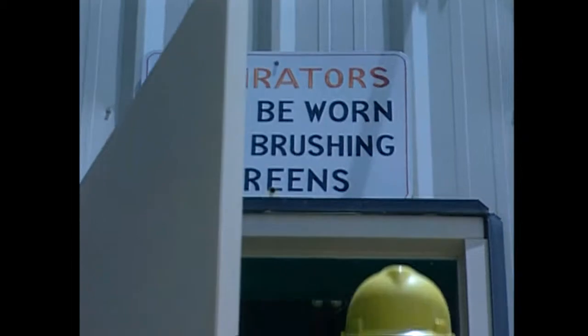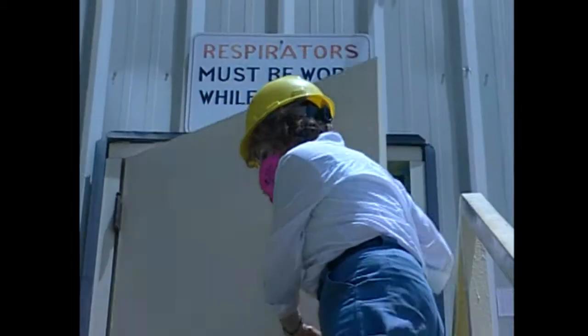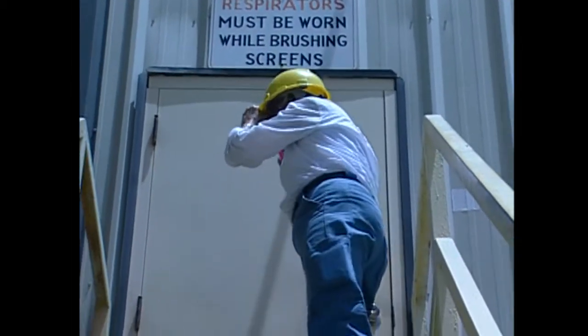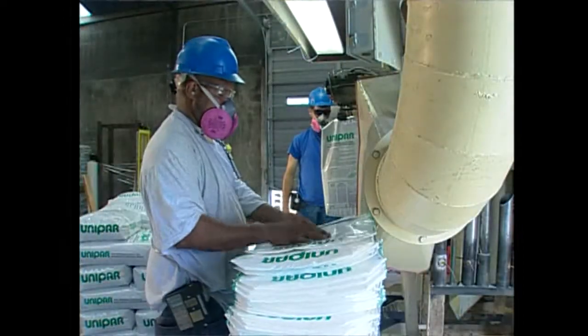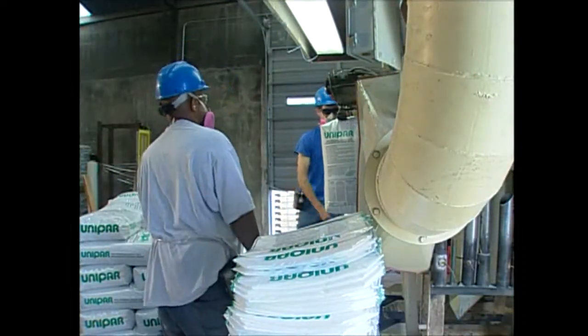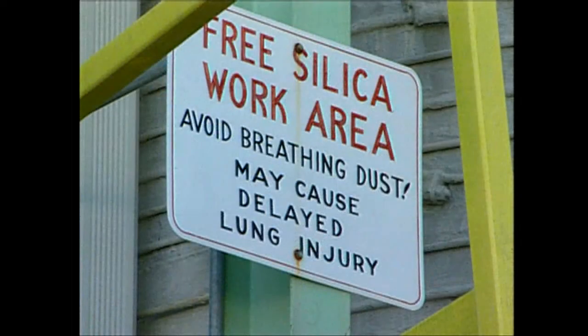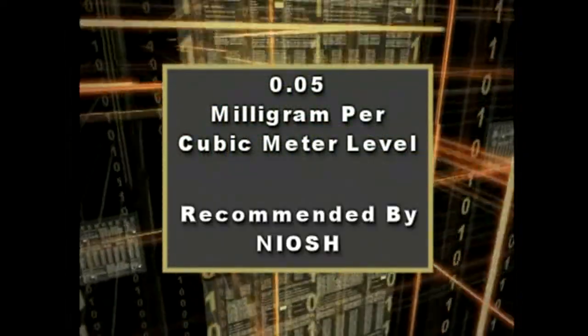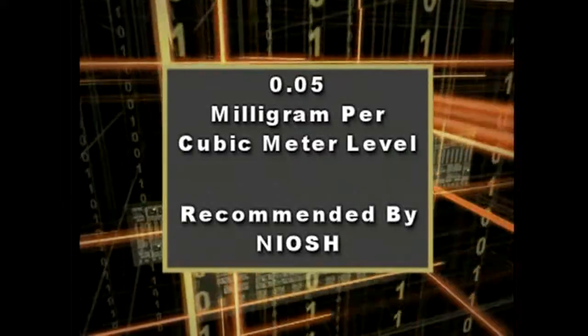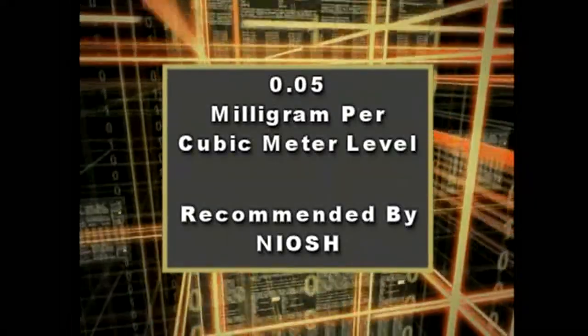In the interim, the employee must be protected from excessive exposure, either by administrative controls, such as limiting exposure time and/or wearing appropriate respiratory protection. You can also consider imposing a lower limit on your workplace, such as the 0.05 milligram per cubic meter level recommended by the National Institute for Occupational Safety and Health, or NIOSH.